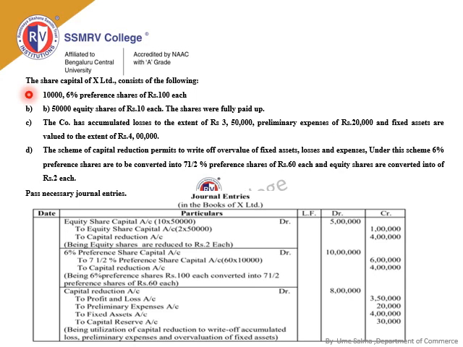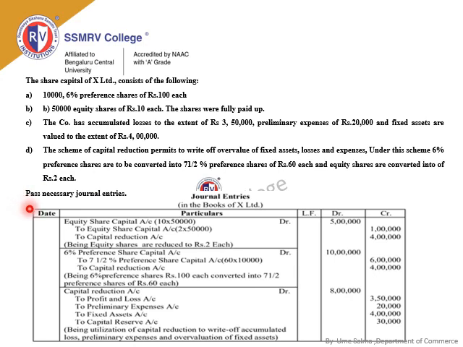So the first, 10,000 6% preference shares of rupees 100 each, and 50,000 equity shares of rupees 10 each, the shares were fully paid. The company has accumulated losses to the extent of rupees 3,50,000, preliminary expenses of rupees 20,000, and fixed assets valued at rupees 4 lakh. The scheme of capital reduction permits writing off overvalued fixed assets, losses and expenses. Under this scheme, 6% preference shares are to be converted into 7.5% preference shares of rupees 60 each, and equity shares are converted into shares of rupees 2 each.